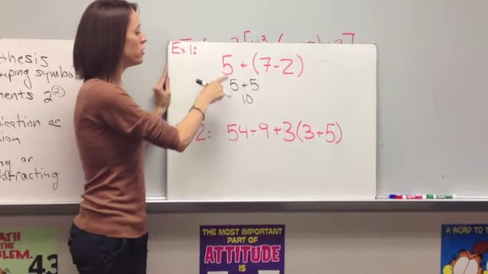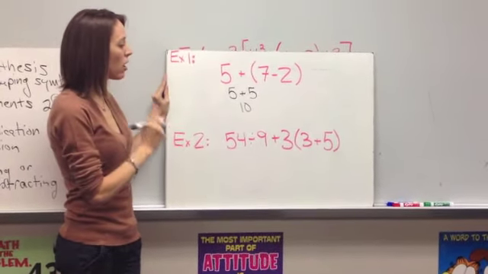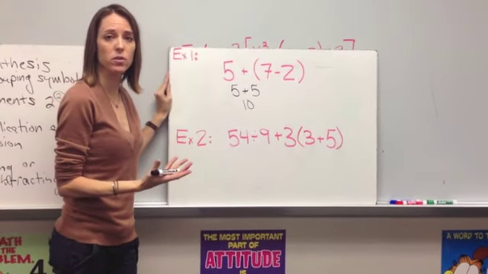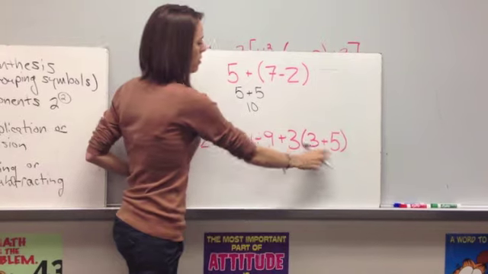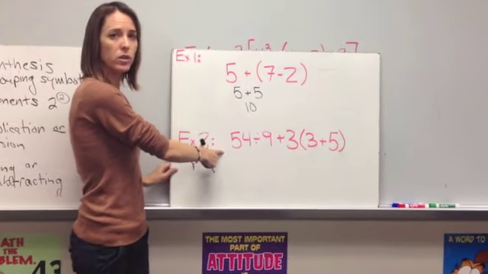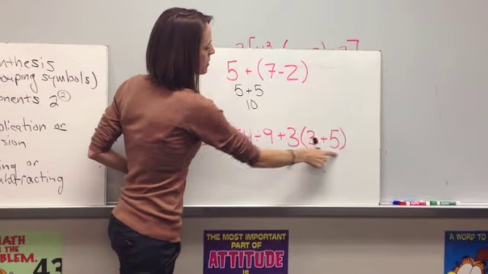It's very important that you do each step one at a time and don't try to go fast and in your head, because when we get to longer ones, it's going to be a little bit more difficult. Okay? So example 2, this one's a little bit longer. So first thing you want to do is always look at it and see if you have any parentheses. And here, we have a parentheses right here.